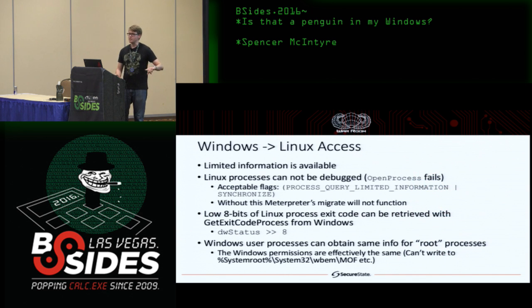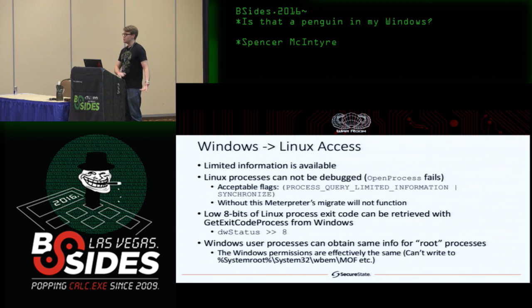Windows access into Linux, though, is a little bit different. While you can't access the root file system, you can get a little bit of information from the processes. You cannot debug any of the Linux processes. OpenProcess fails, and that's because debuggers need extensive access to the process. They need to be able to open it with all the permissions, to be able to read virtual memory, write virtual memory, create threads. They need to be able to do all of that.